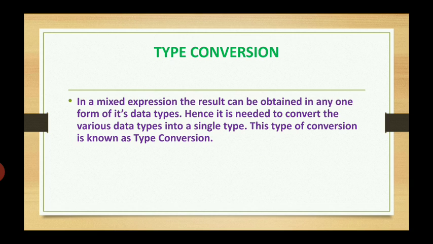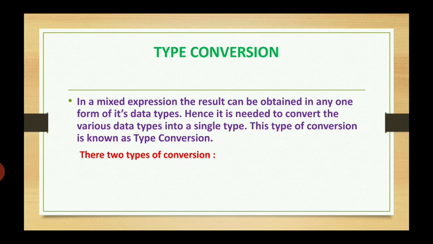So it is needed to convert the various data types into a single type. Now one is double, one is int, one is float. All these three have to be converted into a single data type to give you the output. This type of conversion is known as type conversion. When we convert different types of data into a single data type, it is known as type conversion.